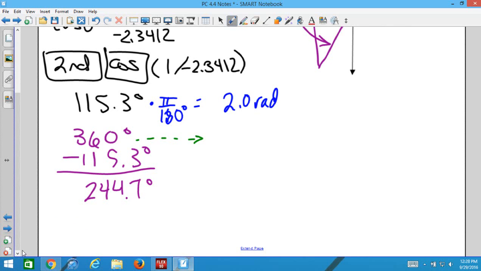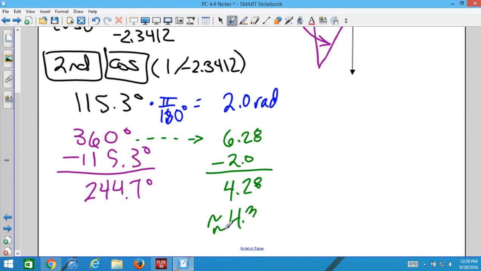I'm not done with the answer. We have to find the radians. Okay, so how do I make 360 degrees into radians? 6.28. And then we're going to do the exact same thing. We're going to subtract out the angle we had before, so subtract 2. 6.28 minus 2 is 4.28. And then this says the nearest tenth, so 4.3 rad.